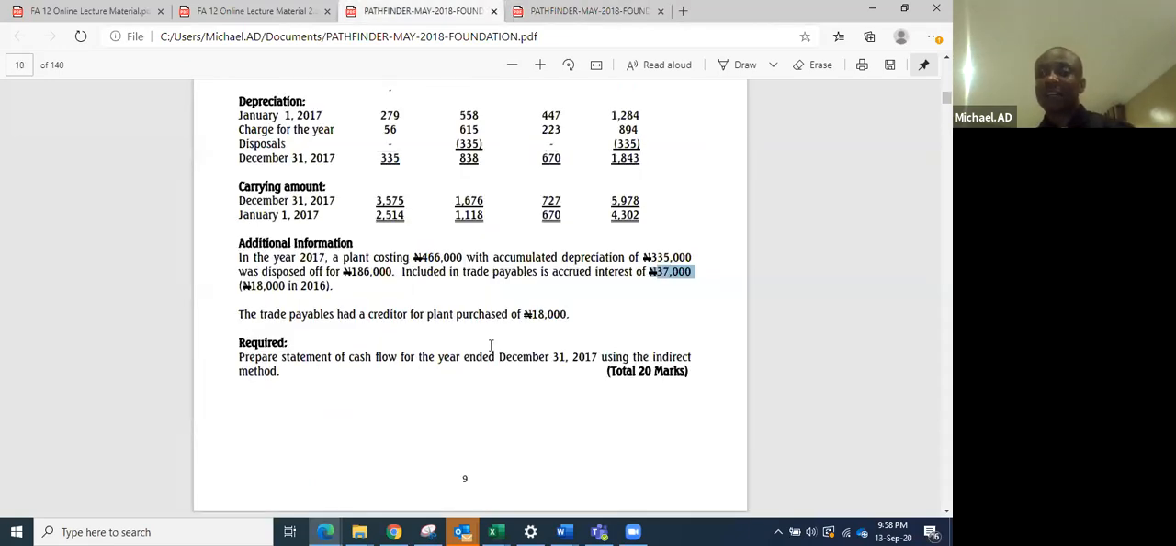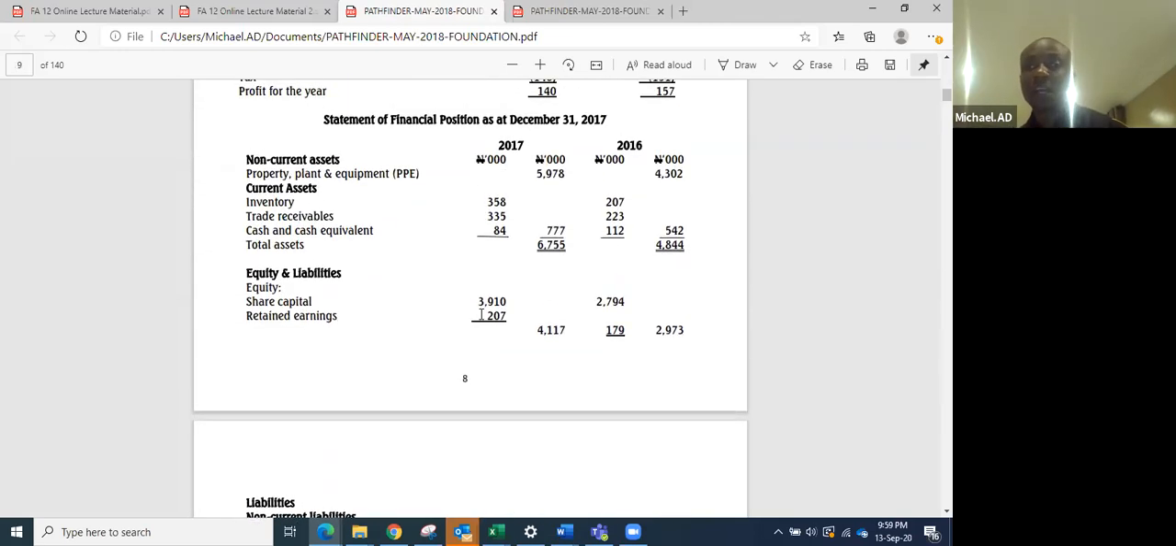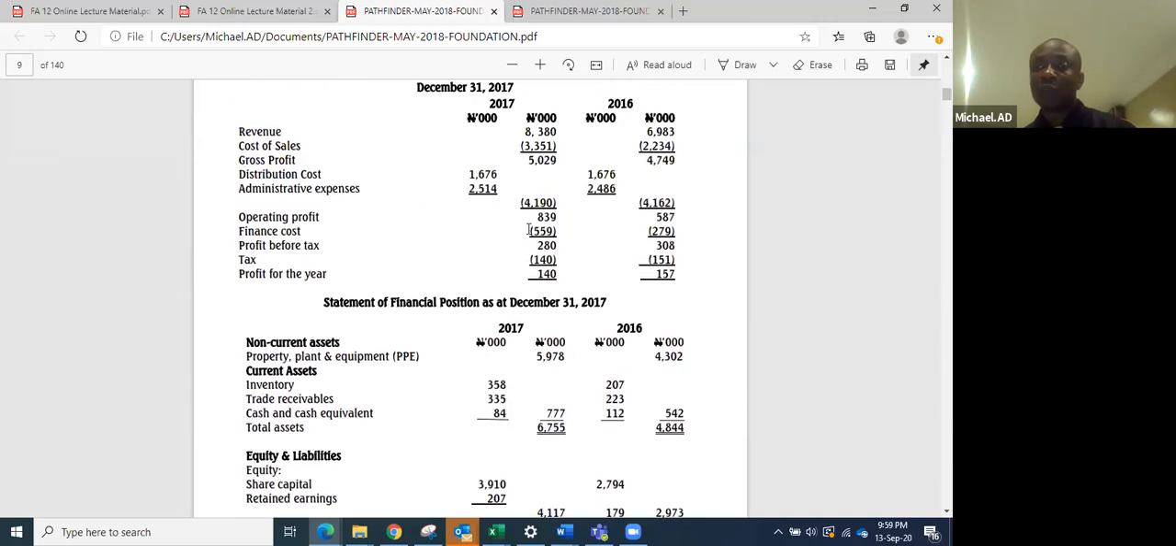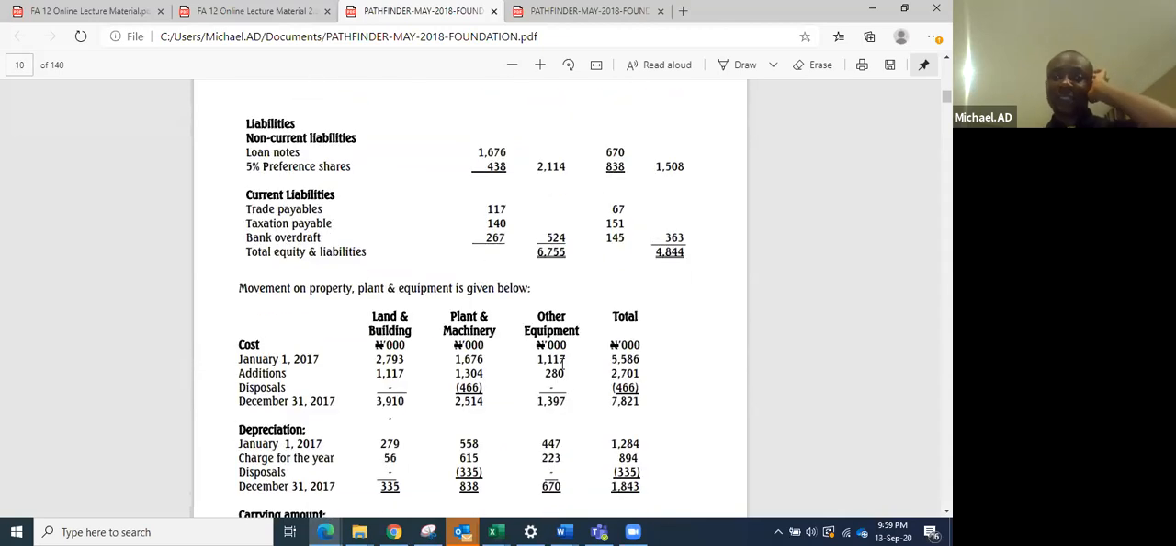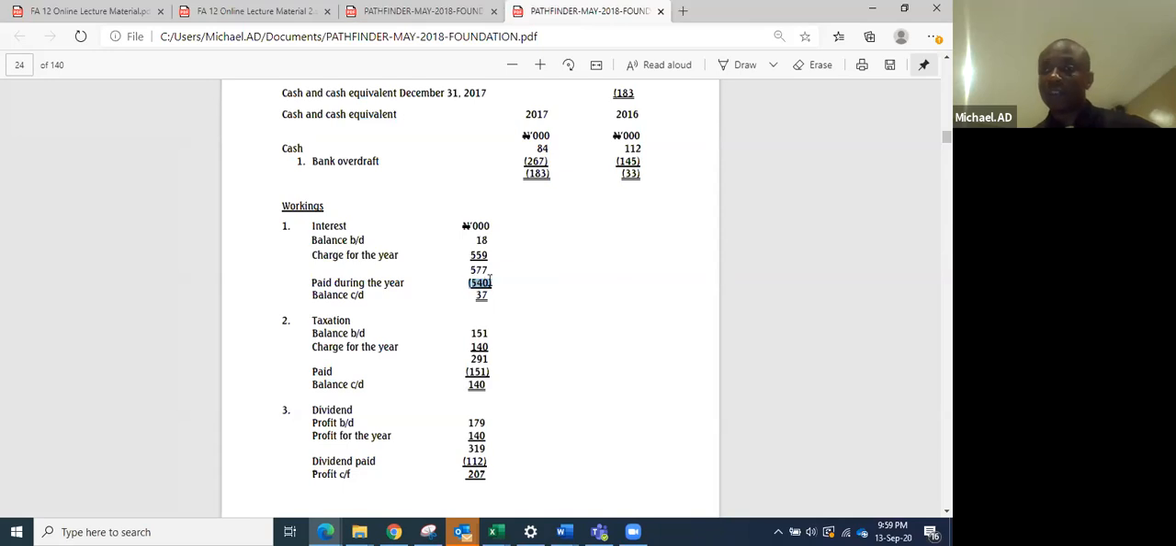Again, it says that included in trade payable is accrued interest of 37,000. Out of this 37,000, it says that 18,000 is in 2016. So when we have 18,000 in 2016, and we calculated our accrued finance cost in our profit or loss account, we have 559. So we add our 559 to 18,000. We have 577.